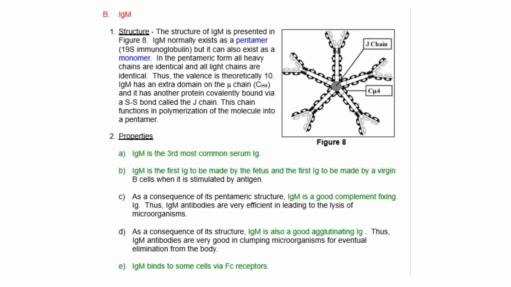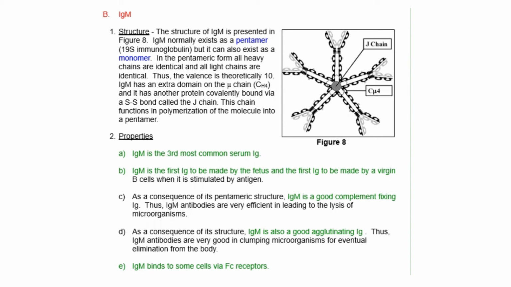The second type of immunoglobulin is immunoglobulin M. It has a pentameric structure. The structure of IgM is presented in this figure shown on the left side. IgM normally exists as a pentamer, 19S immunoglobulin, but it can also exist as a monomer. In the pentameric form, all heavy chains are identical and all light chains are identical. Thus, the valence is theoretically 10.